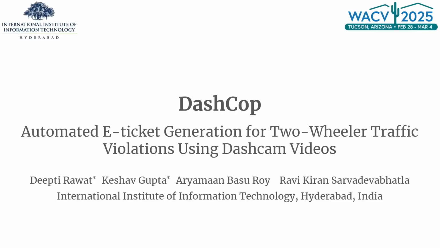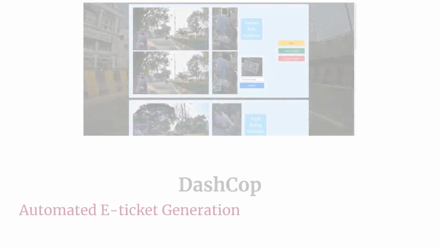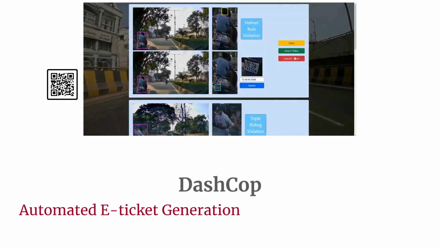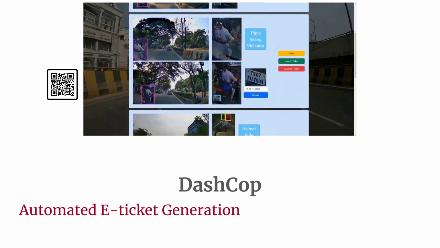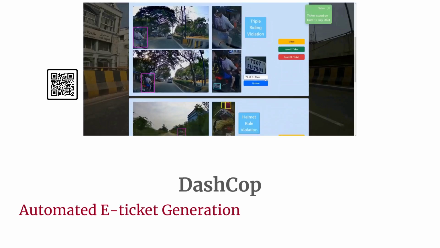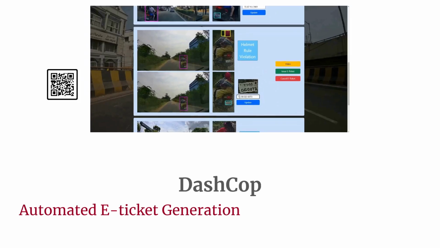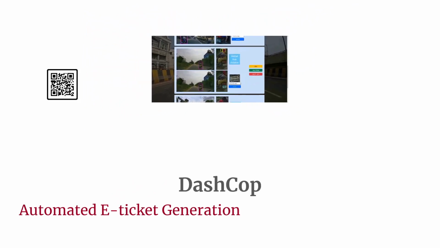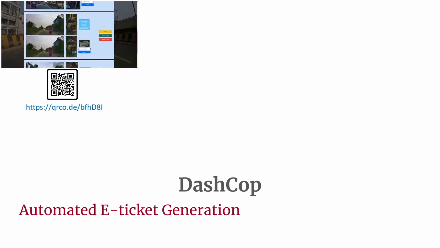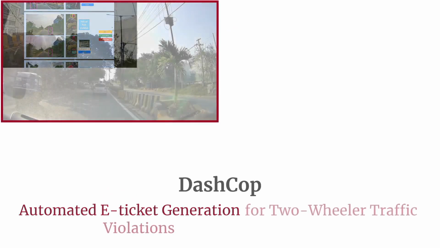Hi everyone, I'm honored to present our DashCop, automated e-ticket generation for two-wheeler traffic violations using dashcam videos. Our DashCop interface processes vehicle-mounted videos to detect traffic violations and identify violators' license plates. It provides a unified platform for traffic authorities to visualize violations and issue e-tickets. A detailed video of the interface is accessible via the displayed QR code.